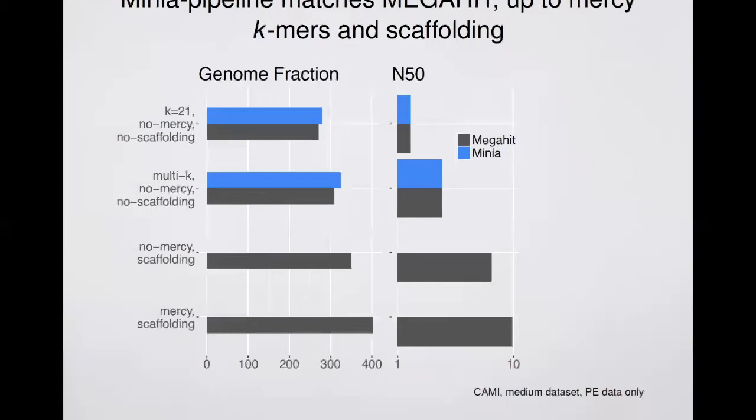Second row in this graph corresponds to multiple K. So if you run it multiple times, then you see that both assemblers also improve more or less in the same way the quality of the assembly. And I wanted to show you what the full MegaHit pipeline was capable of. So if you do it with scaffolding, you see that you increase genome fraction, which is a little bit counterintuitive, but it just happens. And you also increase contiguity. And if you turn on Mercy K-mers, then you see also that genome fraction and contiguity improve.